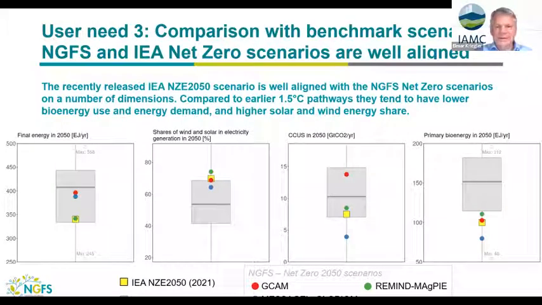database there. And you can see this is a graph that we put together to inform that discussion, where you can see that the three models that produce the NGFS scenarios are quite aligned with the IEA Net Zero scenarios in many variables. But compared to the 1.5 degree report, there's really less carbon dioxide removal, less bioenergy, and higher renewable shares.